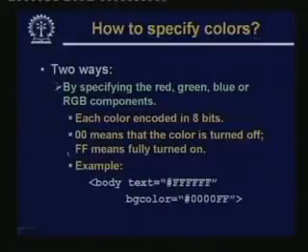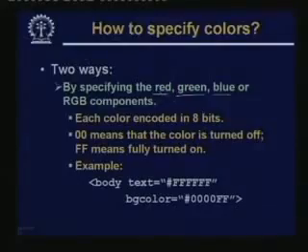The next question is, how do I specify colors? Although I have given some examples, let me tell you how we can do this. There are two ways. The first way, and the most flexible way, is to specify the red, green and blue components of the color. You may know that red, green, blue are the three fundamental colors, and any color in this universe can be generated by some combination of these three. So in this method we are specifying the red, green and blue components separately, and each of these components is encoded in 8 bits.